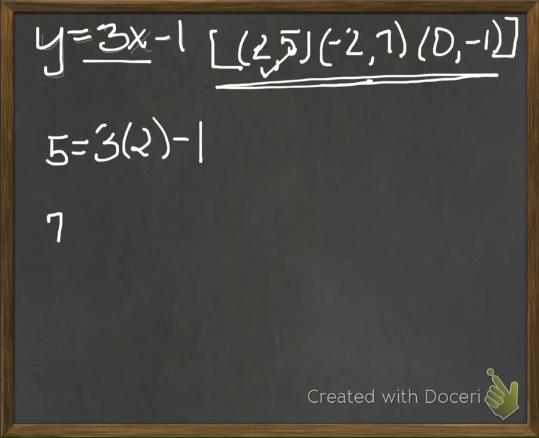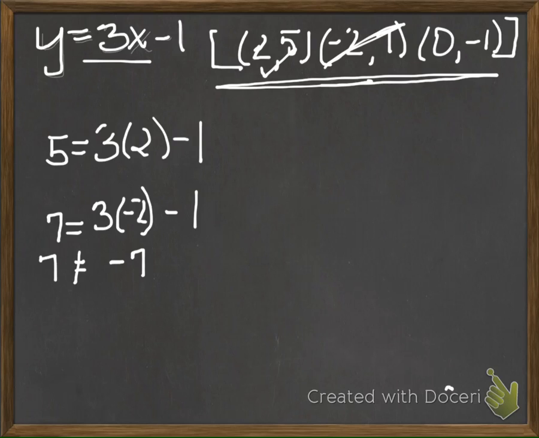So in place of my y, I'm going to put my 7 and equals, keep my equation, 3 times x minus 1. But in place of my x, I'm now putting a negative 2. Well, we know that negative 2 times 3 is negative 6. Negative 6 take away 1 is negative 7. 7 does not equal negative 7, so this one is not a solution. Let's try the next one.